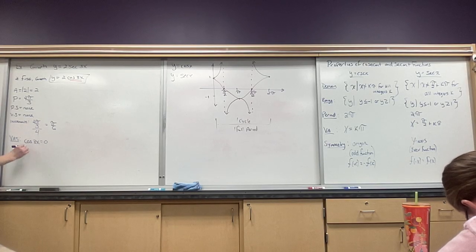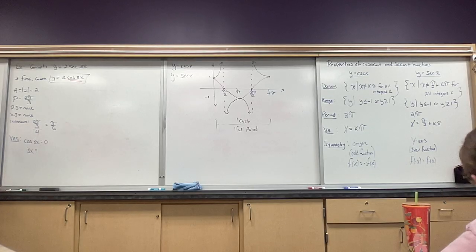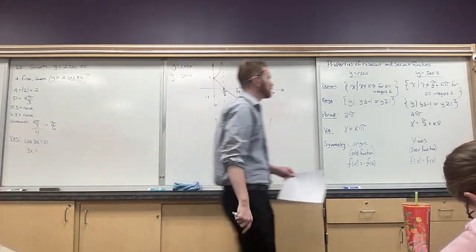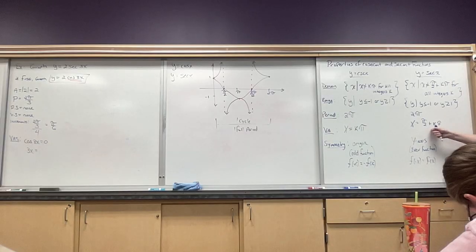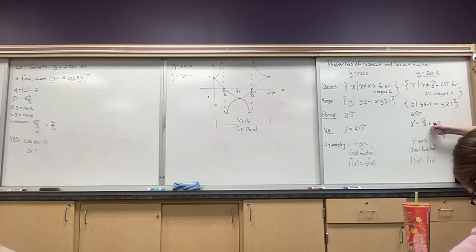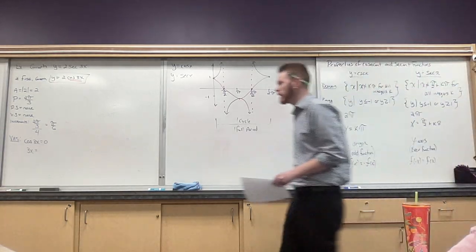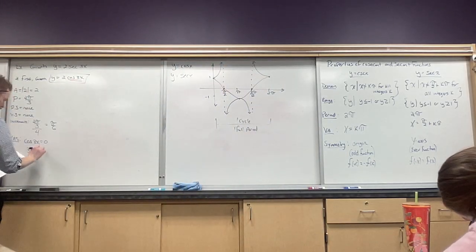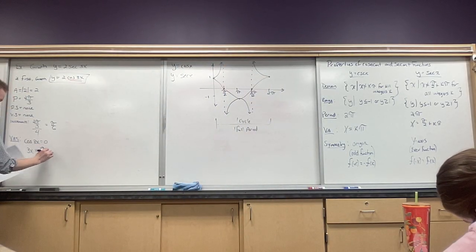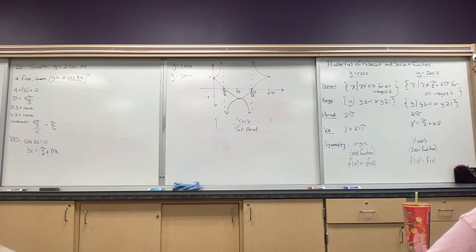Okay, currently, we know this makes it 0, right? Pi over 2 plus any multiple of pi. So let's set the 3x part equal to pi over 2 plus pi times k, and we're going to solve for x. When I'm done solving for x, that's going to be my vertical asymptotes that the graph is not going to cross. So divide everything by 3, I get pi over 6 plus pi over 3, k.